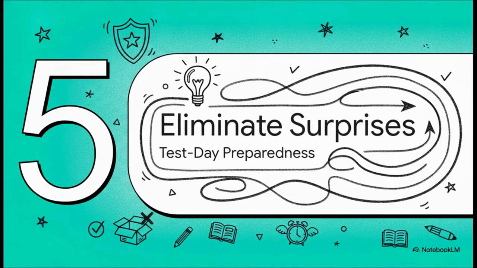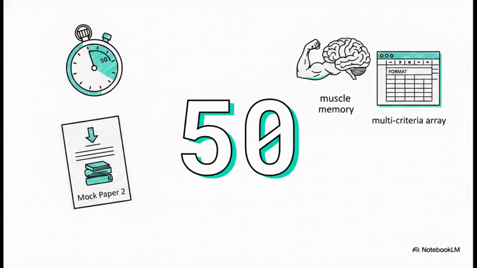Finally, we reach Section 5, Eliminate Test Day Surprises. The final, absolute most crucial piece of this S-grade playbook is all about building vital muscle memory. I want you to download Mock Paper-2 right now and set a strict 50-minute countdown timer. Practicing under that pressure ensures that these advanced multi-step paths become deeply ingrained. When jumping into the format menu or typing out a complex multi-criteria array becomes just second nature to you, test day surprises are completely eliminated. That is how you secure a flawless performance when it actually counts.